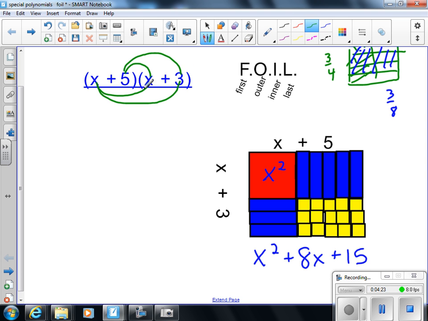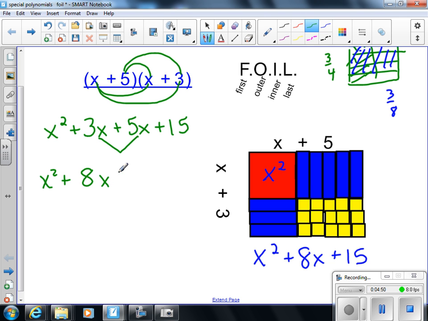So let's do that. Let's do the first two. I'm going to take x times x and get x squared. X times 3 is, and it's a positive 3x. Okay, now let's go to the second term, 5. 5 times x is plus 5x because it's positive, and I multiply the last and get 15. Now, can I combine anything? Yes, and I get x squared plus 8x plus 15. Same thing.